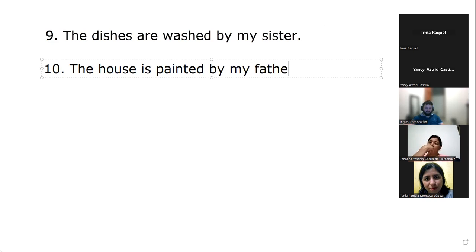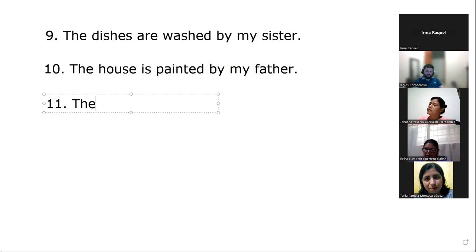The house is painted by my father. Very good. Good job. Right. That's a good example. The house is painted by my father. Very good. Right. Good job. Yancy. Yes, Yancy. Me, teacher. Okay, yes. Reina. Go ahead, Reina. Yes.